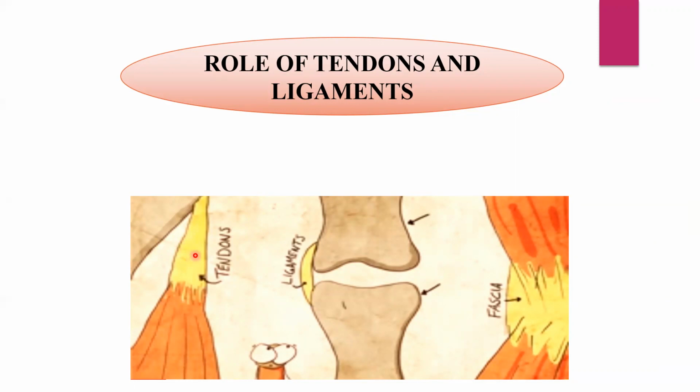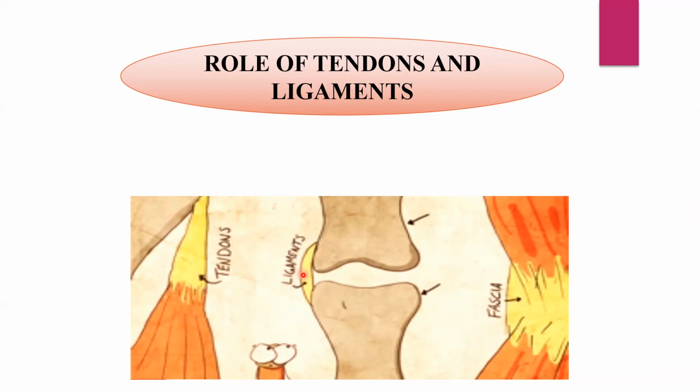Function of tendons. These are tough bands which attach muscle to bones. This is muscle, this is bone. Tendons attach muscle to the bones. When muscle contracts, tendons exert a pulling force on the attached bone, and the bone moves as a result.